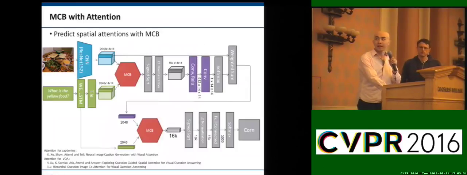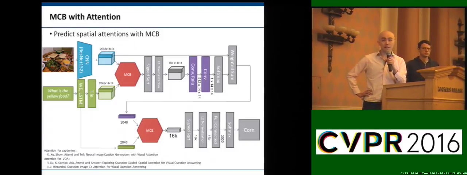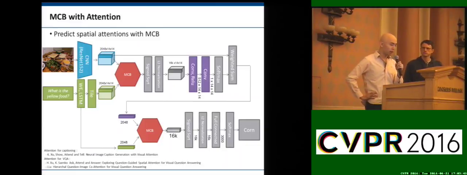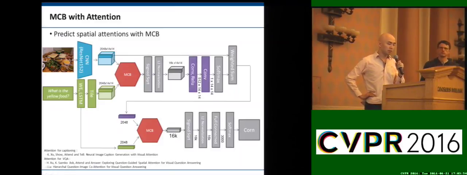I'm Akira. Here, I will explain how we use MCB to predict spatial attention, and then MCB again to predict the answer. We are using MCB twice. Here, we have the output of Res5C, and we tile the output of the LSTM to match the shape of the Res5C. Then we apply MCB across each spatial location and create this MCB representation.